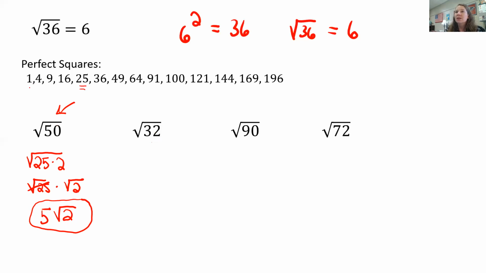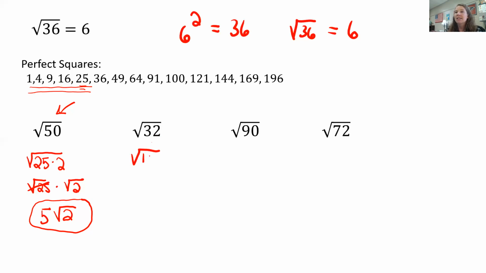So look at these numbers up here. What is the biggest number up here that's a factor of 32? Well, I know that 4 is a factor of 32, but that's not the biggest number. The biggest number up here is 16, right?